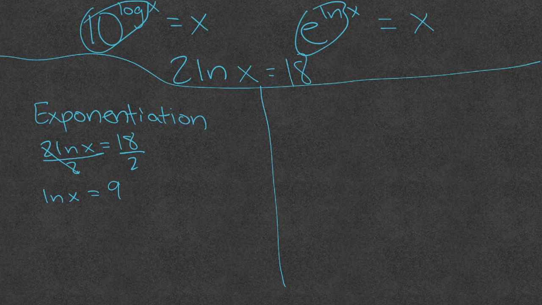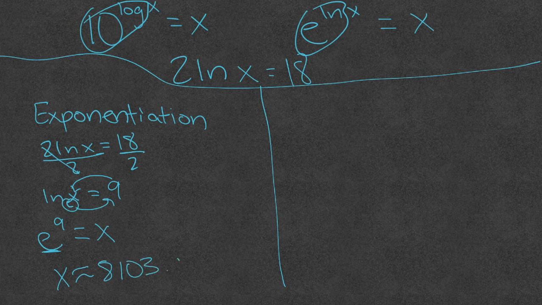The exponentiation says that this natural log has this little base of e, and we're going to now take it from the natural log form and write it in the exponential. So that means I've got e to the 9 equals x. Our base to the exponent equals that value. And then from here, you can plug it in to your calculator. So that means you've got x is about 8,103.08. Okay, that's using that exponent rule.